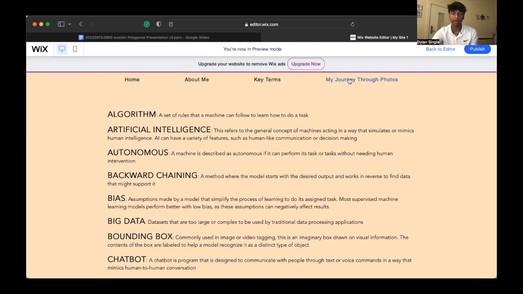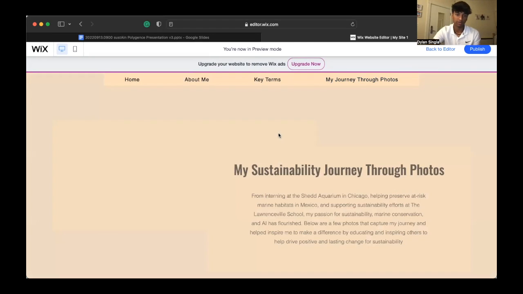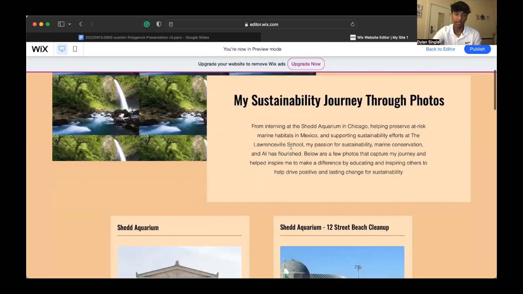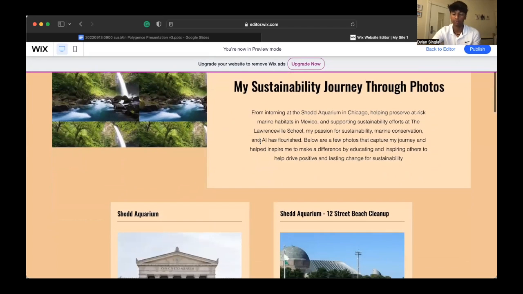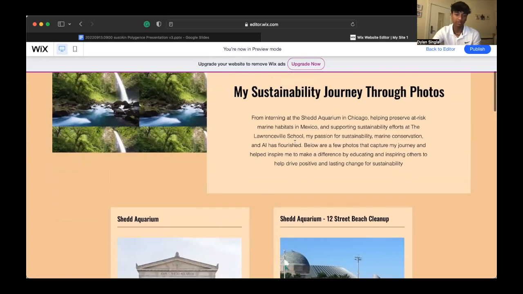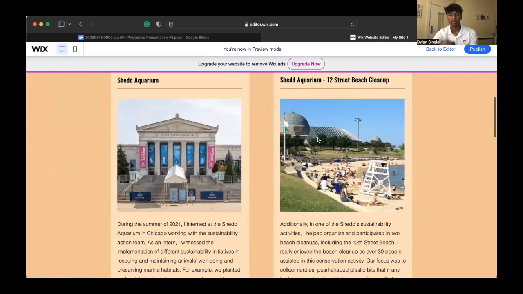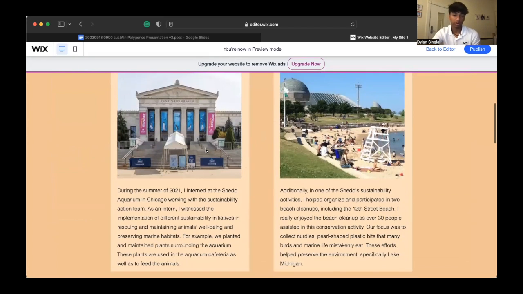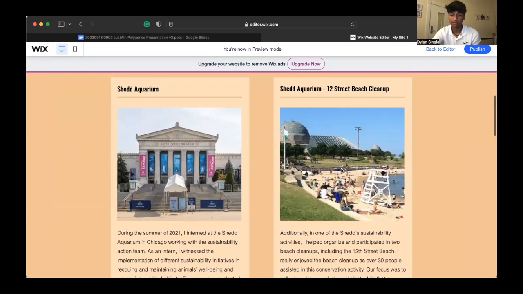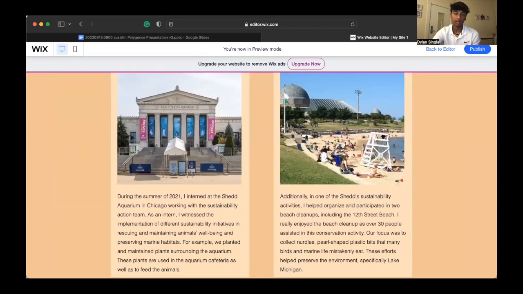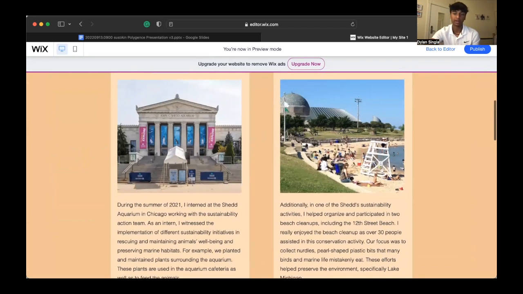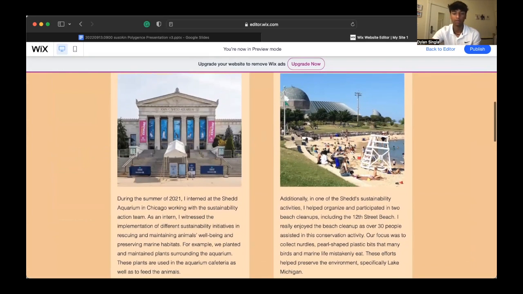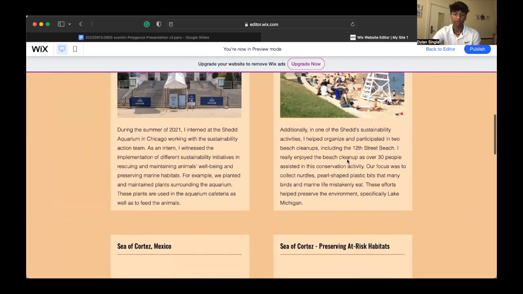And then the final tab of my website is my journey through photos. My journey through photos explains basically my About Me, but through photos I've taken or photos off of the internet of me and the work. So I have my description above. I have the Shedd Aquarium where I interned over the summer. I also have the 12th Street Beach cleanup where the other interns and I organized a beach cleanup right behind the planetarium in Chicago, which is a very populated beach, and that was a fun beach cleanup.